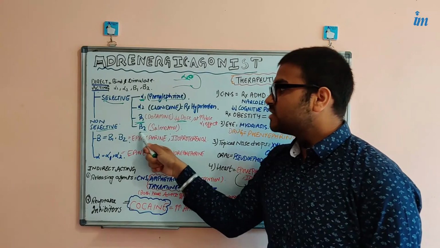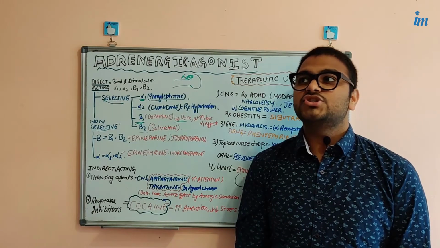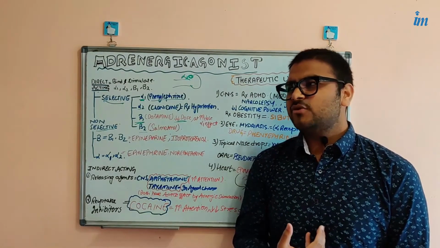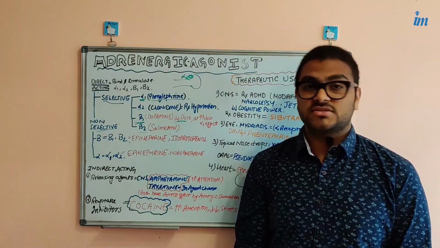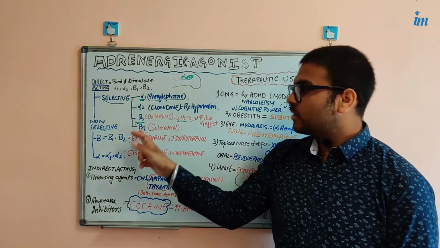Then we have the beta 2 selective drugs. Beta 2 selective drugs means that they bind only to the beta 2 receptor. And where is the beta 2 receptor present? I told you in the last videos, it is present in the smooth muscles of the bronchus. Yes, so salmeterol is a beta 2 selective drug.